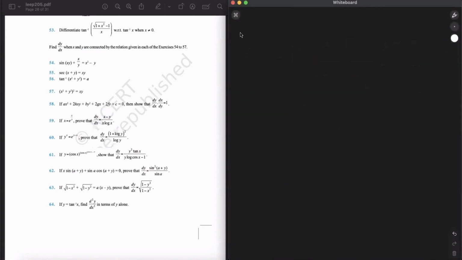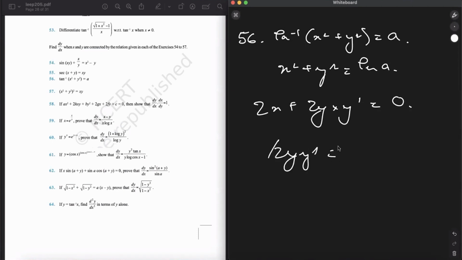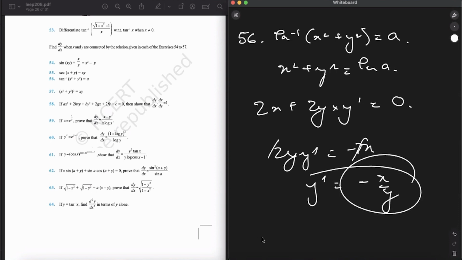तो मूविंग फॉरवर्ड क्वेश्चन नंबर 56. tan inverse x square plus y square is equals to a. ठीक है, तो x square plus y square तो हो जाएगा tan a. यहाँ पे 2x plus 2y into y dash is equals to 0. तो 2y y dash is equals to minus 2x था, 2 कट जाएगा, तो y dash is equals to minus x upon y. आंसर.